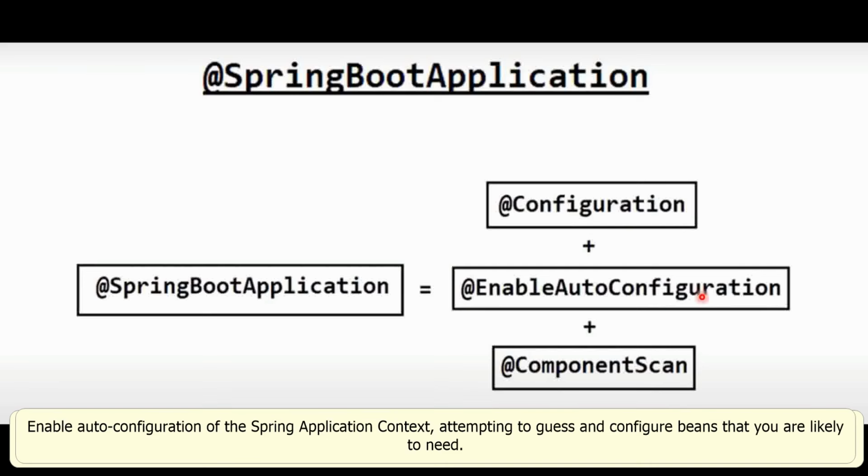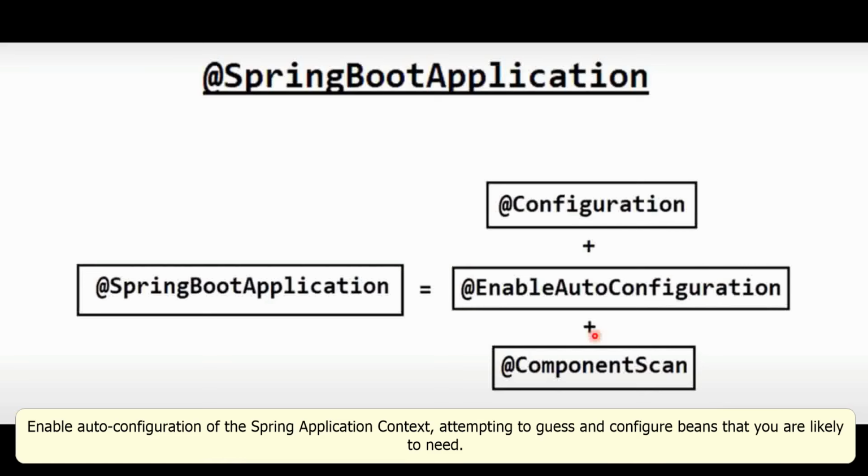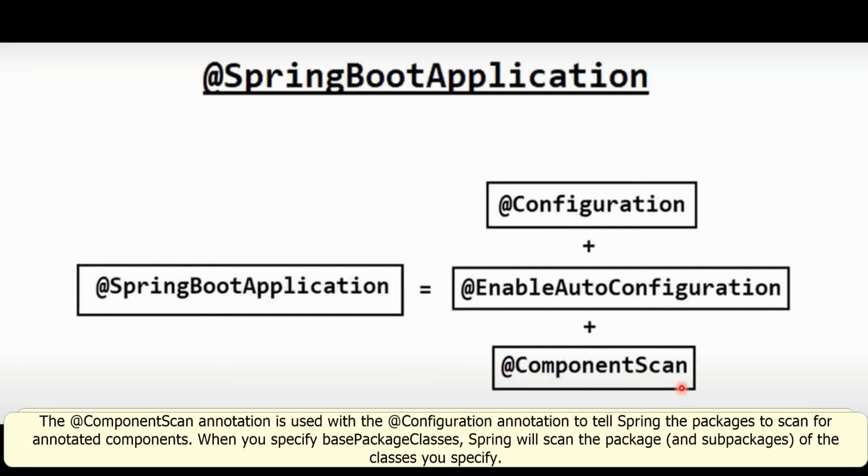Then the second annotation is @EnableAutoConfiguration. It is used to guess the components that are required to run our application. As we discussed in our previous video, Springboot does most of the configuration by itself, and that is done by using this annotation. Practically we will see how to implement these annotations. Then the last annotation is @ComponentScan.